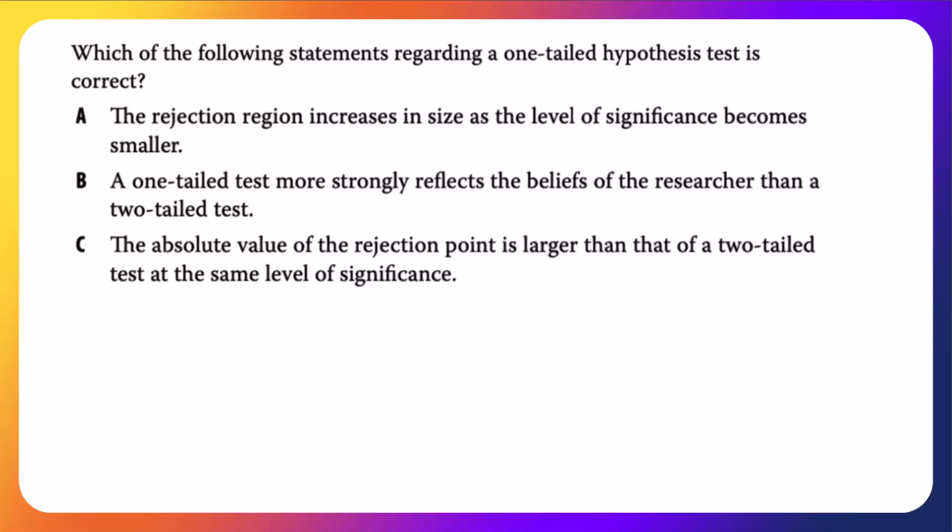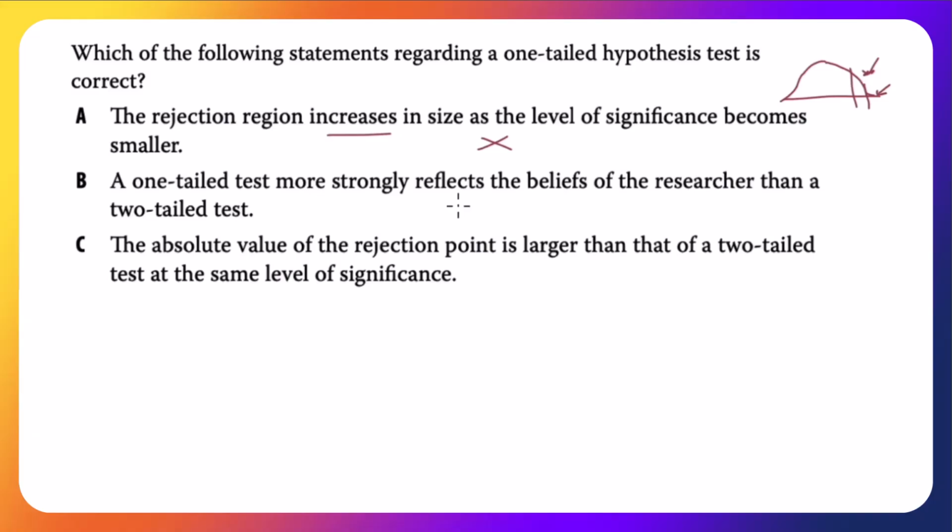Which of the following statements regarding a one-tailed hypothesis test is correct? The rejection region increases in size as the level of significance becomes smaller. The rejection region, and we'll work with just a right tail here, and let's say 10%. There's your rejection region. If it's 5%, that would be your critical value. Notice what happens to the rejection region. It gets smaller. It doesn't increase. Get rid of that.